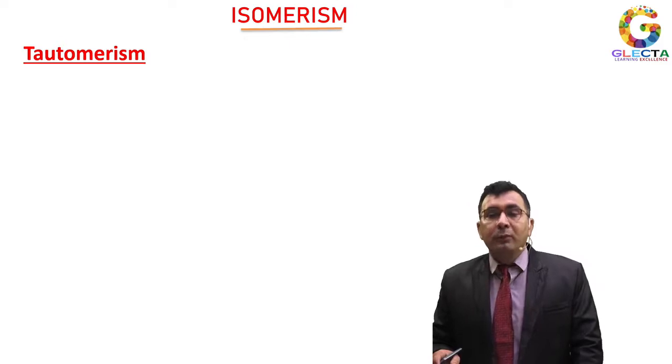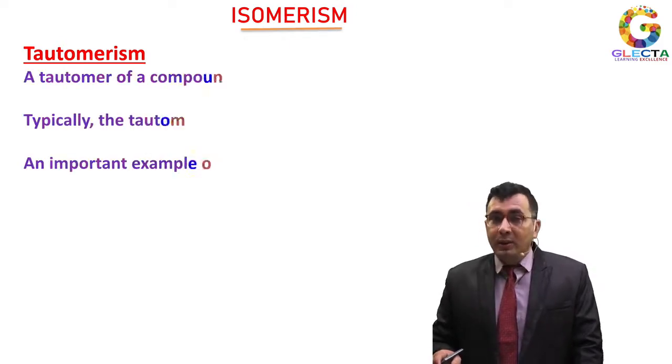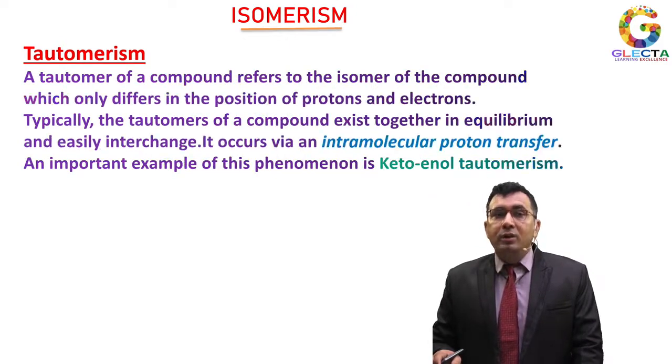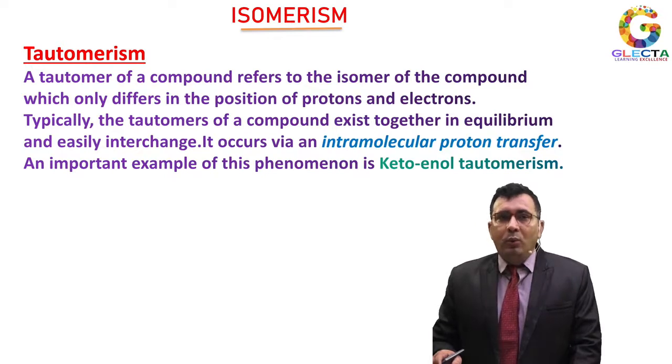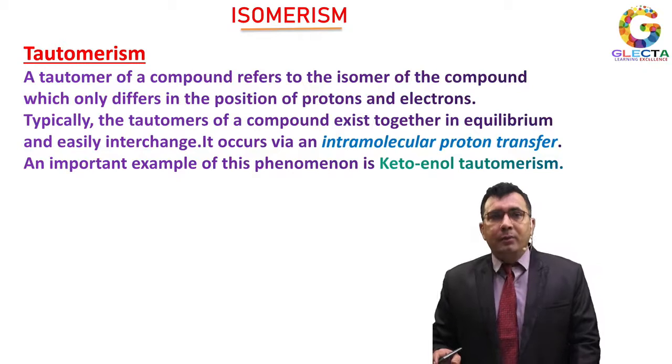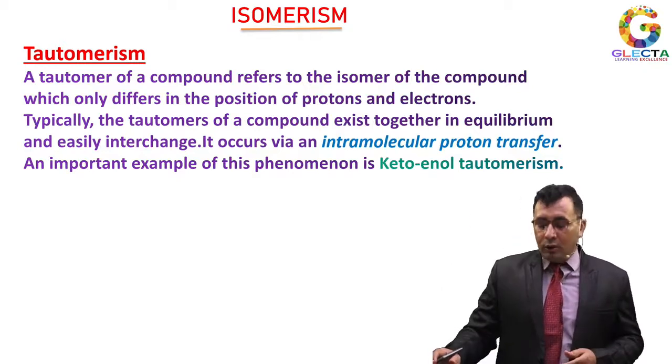Tautomerism. Tauto means something in movement. So what is in movement? Tautomers of a compound refer to isomers of the compound which only differ in the position of a proton. Typically, the tautomers of a compound exist together in equilibrium and easily interchange. It occurs via an intermolecular proton transfer. An important example of this phenomenon is keto-enol tautomerism.